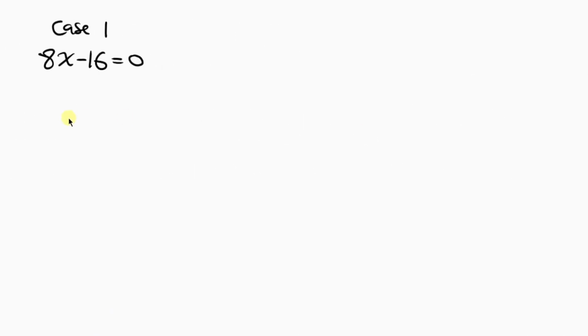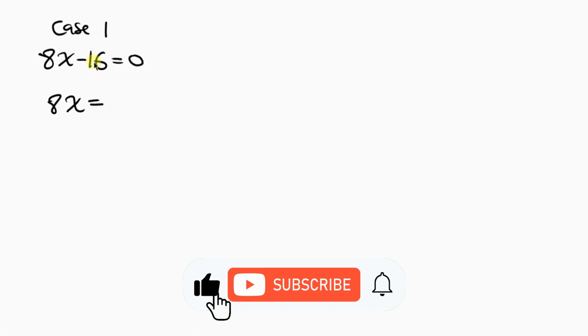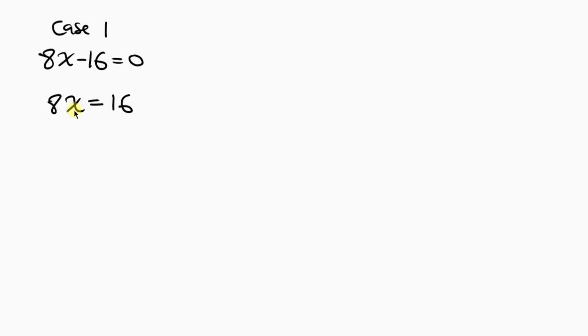For our case 1, we just have to move negative 16 to the right hand side so that we have 8x to be equal to, as negative 16 crosses to the right, it becomes 16. Now to get our first value of x, we just have to divide both sides by 8. Now 8 divided by 8 is 1 times x, that is x, equal to, now 16 divided by 8 is 2. So we have our first value of x.